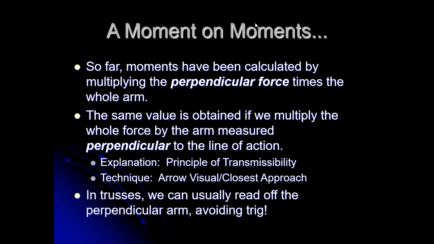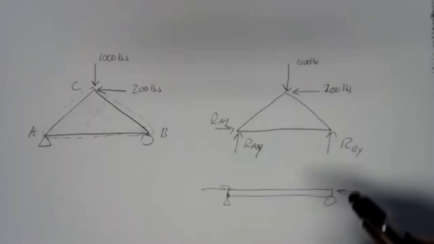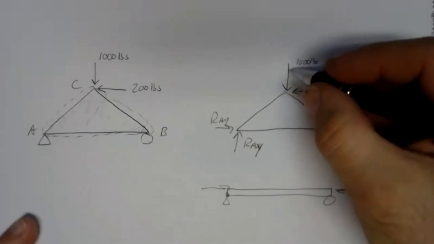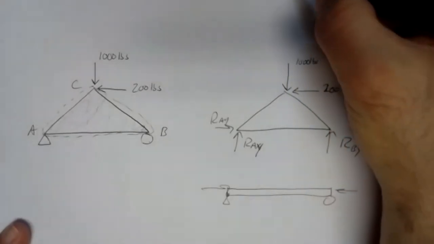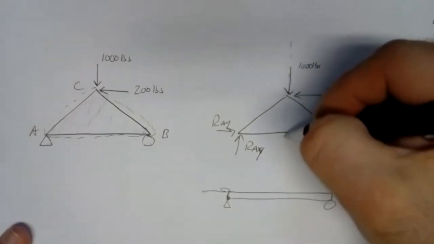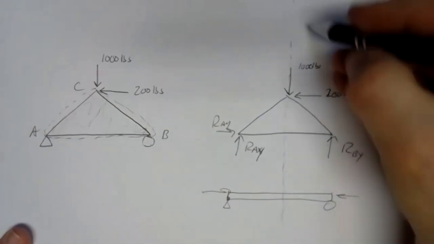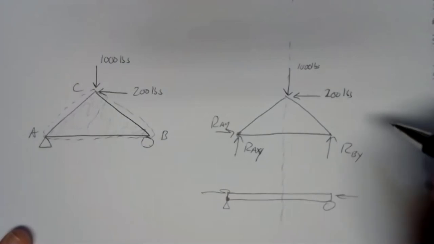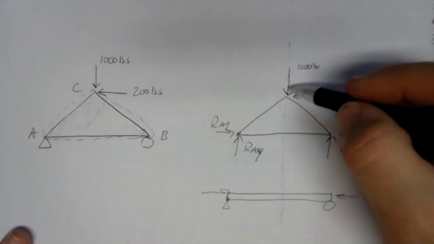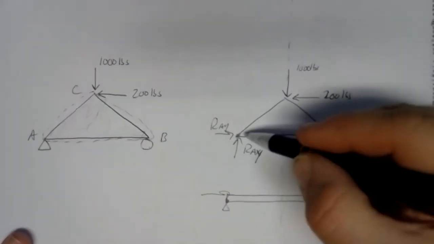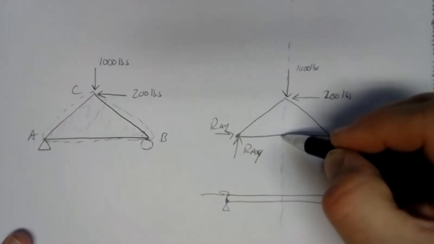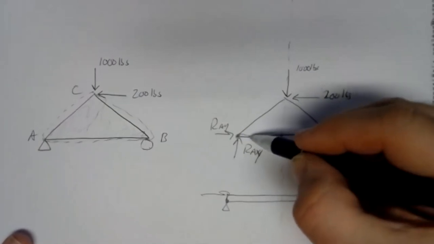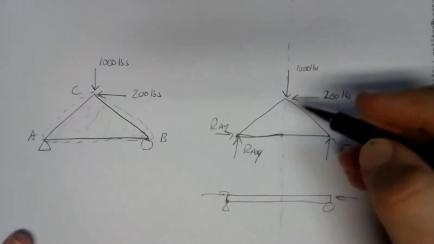One way to look at it is to think of these force arrows as arrows that are flying through the air along their line of action. If we're picking A here, for example, as our pivot point, the closest that this arrow would ever get to our pivot point would be right here. That distance would be our perpendicular distance.